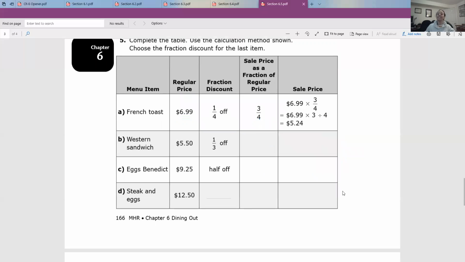All right, we're going to do the same thing, but with fractions. I'll help you get the fraction off, okay, if you want. I'm going to get you to go 1/3 down here because I want you to get used to that one. It shows up quite a bit. So here are some items: French toast, $6.99, you know, Western sandwich. You've got all our prices. Let's just look at the French toast. You get a quarter off.